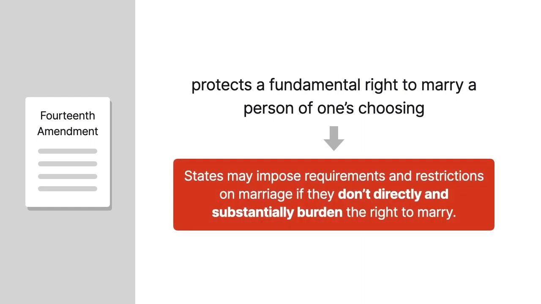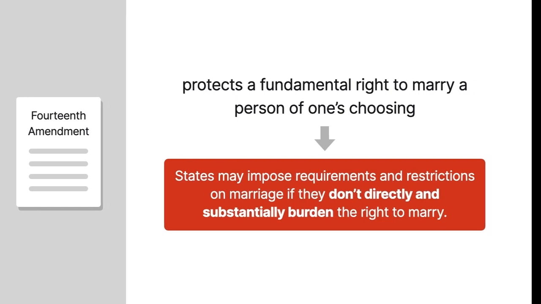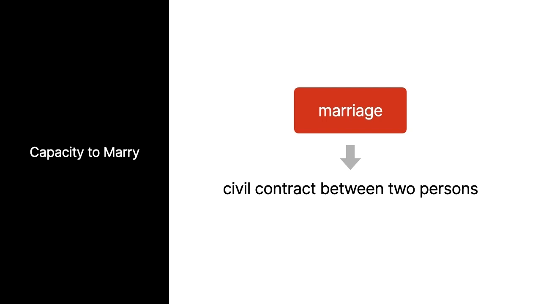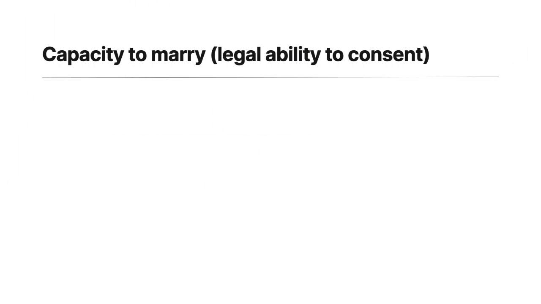But generally speaking, states may impose requirements and restrictions on marriage provided that they don't directly and substantially burden the right to marry. California, like all states, imposes certain restrictions on capacity to marry and requires compliance with certain formalities. Under California law, marriage is a civil contract between two persons. Capacity to marry refers to each person's legal ability to consent to that contract.